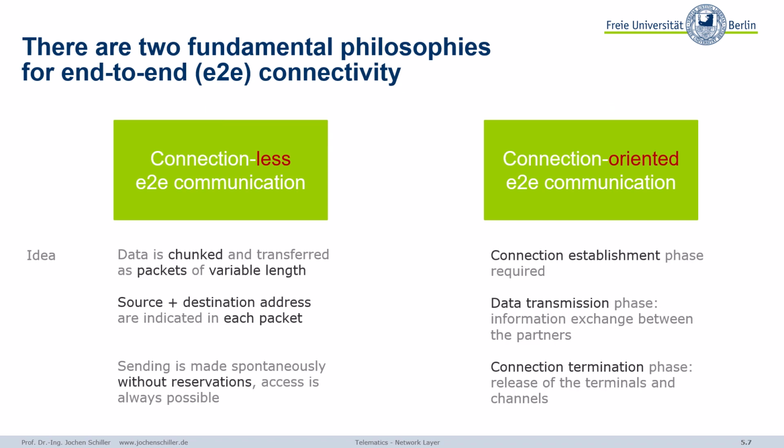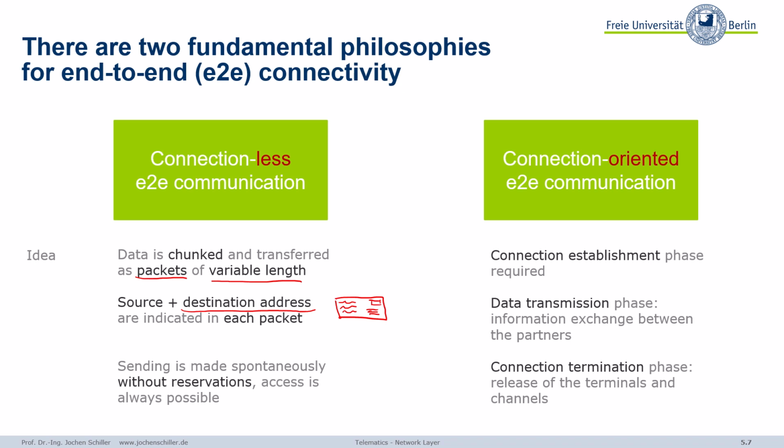Connectionless end-to-end communication. Well, we talk about packets, and the packets can have variable length. Each packet has at least a destination address. It might be a good idea also to have a source, but think of a postcard. On a postcard, you have to have at least the destination, a stamp on it, and then you can write whatever you like. Whether there's a source address on it or not is not important for the postal service, but here typically in our packets we have a source and a destination address.